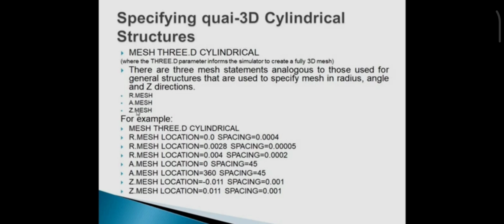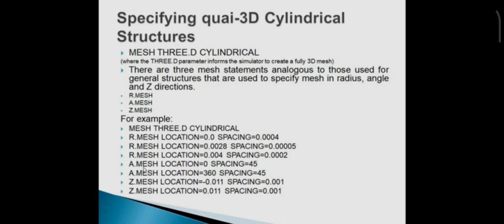There are three mesh statements, analogous to those used for the general structure, that are used to specify mesh in radius, angle and z direction. The r dot mesh statement is used to specify radial mesh. The a dot mesh statement is used to specify angular mesh. The z dot mesh statement is used to specify mesh in the z direction. In the example, you can see we have defined mesh 3.d cylindrical, meshing in three forms: r dot mesh, a dot mesh and z dot mesh.